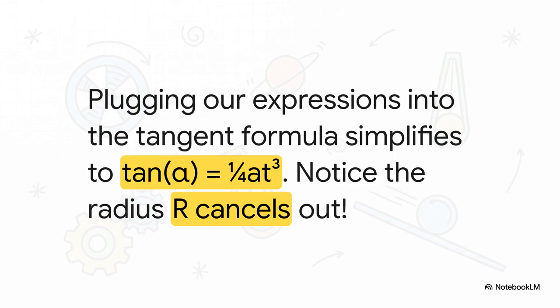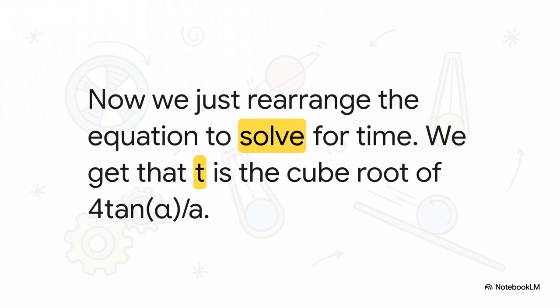And now for the really cool part. We take our expressions for the two accelerations and plug them into that tangent equation. And check this out. A bunch of stuff simplifies beautifully. But look, the radius, r, it just cancels out. Gone. This is a huge deal. It means the angle is exactly the same for every single point on this rotating body. Doesn't matter if it's right near the center or way out at the edge. And from here on out, it's just a little bit of algebra to clean things up.